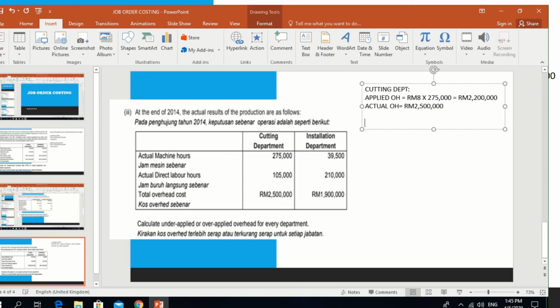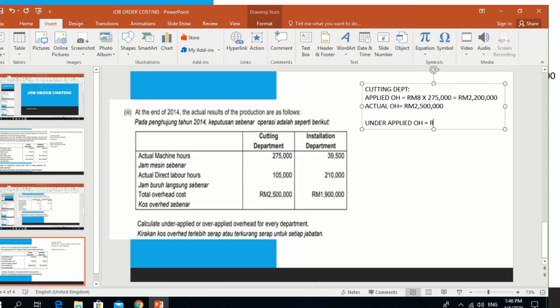Okay, so applied overhead 2,200,000, but actual overhead 2,500,000. So kalau kita tengok applied overhead less than actual overhead. Okay, so meaning under applied. Iaitu sekiranya applied overhead less than actual overhead, kita akan dapat under applied overhead. Okay, under applied sebanyak berapa? Maksudnya kita kena deduct. Actual kita comparekan dengan applied dan kita tolakkan perbezaan tadi. So the difference is under applied overhead amount lah.